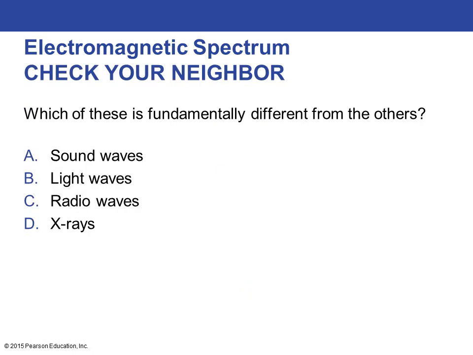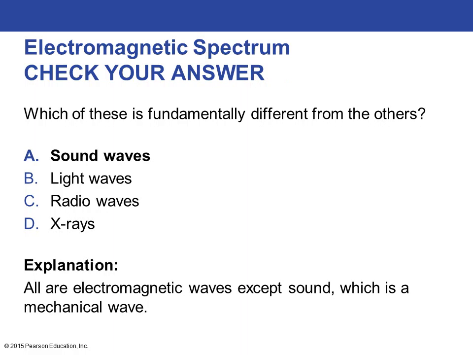So let's look at now which of these types of waves is fundamentally different from the other types: sound waves, light waves, radio waves, or X-rays. The answer is sound waves. So all the rest of these are electromagnetic waves.